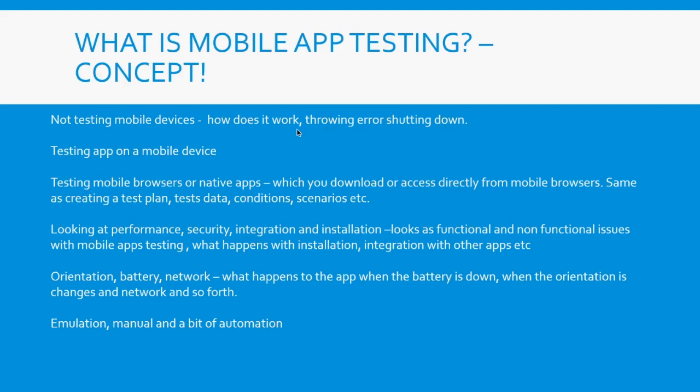Mobile application testing also involves looking at the application on a variety of devices. We have so many devices in the market, thousands of devices and lots of browsers. How will this application perform on each and every one of these versions and types of devices? As part of this mobile application testing training, we'll be looking at manual testing of mobile apps and a bit of automation as well.